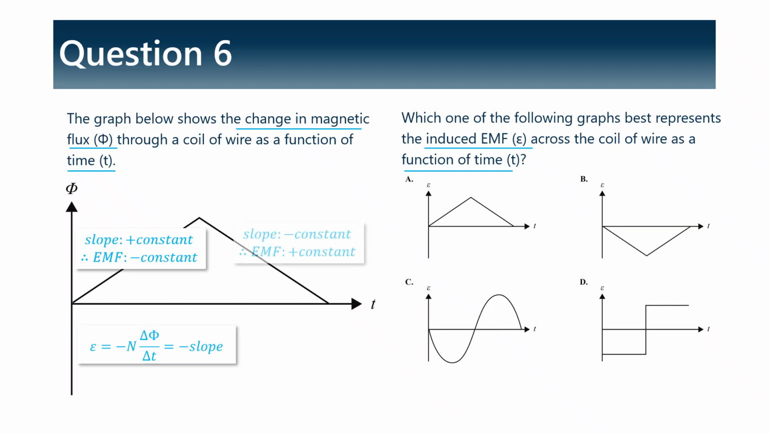Magnetic flux versus time feature: the graph is a straight line sloping downwards. This means it has a constant, negative gradient. Induced EMF: a constant negative gradient yields a constant, positive value for epsilon. Conclusion: the resulting EMF versus time graph must be a step function, a horizontal line below the time axis for the first half, jumping immediately to a horizontal line above the time axis for the second half. Correct answer, D.